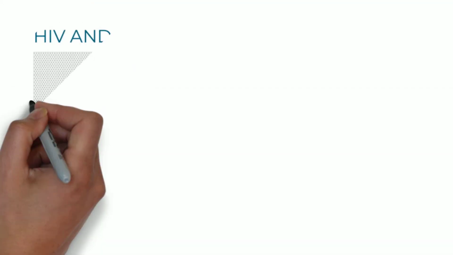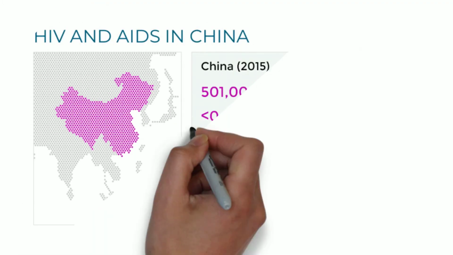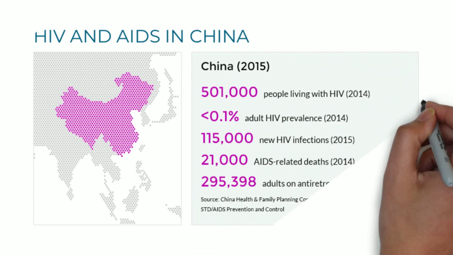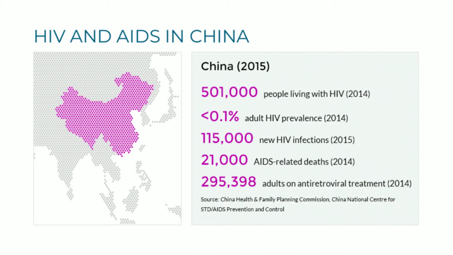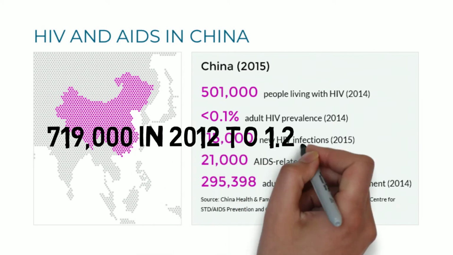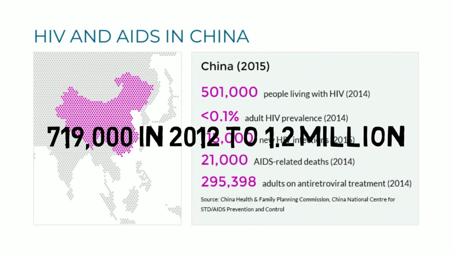During our research, we found out that the HIV situation in China is not very optimistic, even though the national prevalence is low. In 2018, the Chinese Center of Disease Control and Prevention released a report revealing that the number of domestic HIV cases had jumped from 719,000 in 2012 to 1.2 million.